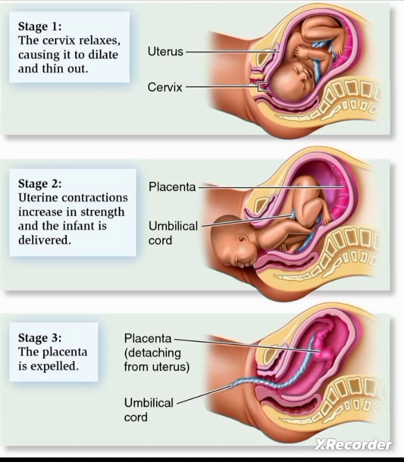The labor process is divided into three stages. The first stage starts from the onset of true labor pain and ends with full dilation of the cervix. In other words, it is known as the cervical stage of labor. Its average duration is 12 hours in primigravida and 6 hours in multipara.